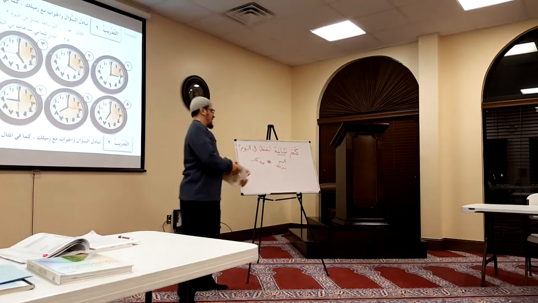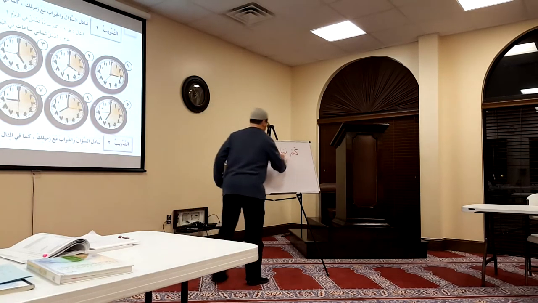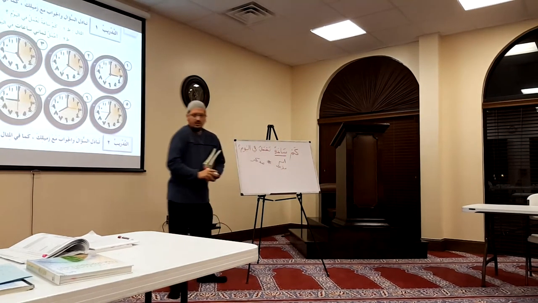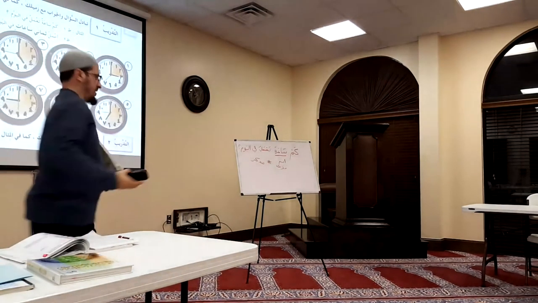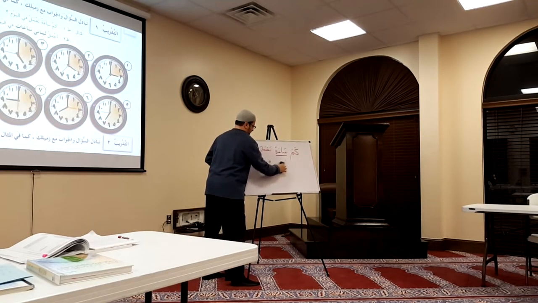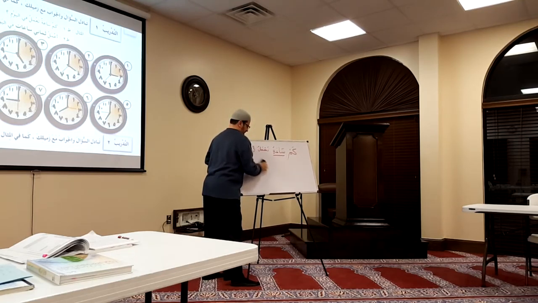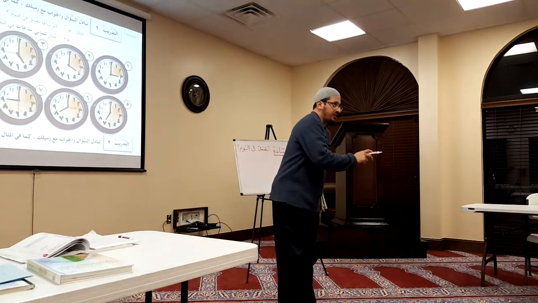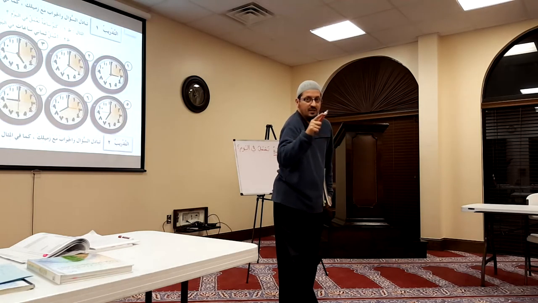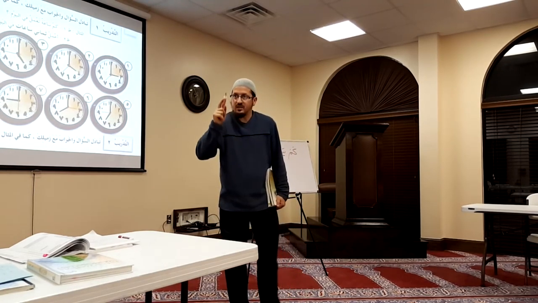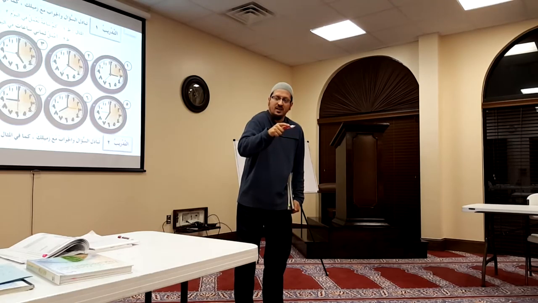Okay, we will explain. So here is the example. This is feminine, right? Because it's ta marbuta. I'm explaining it in English so that you can understand it better, and then when you put it into practice, inshallah, it'll be easy. So what did I say? Whenever the noun is mu'annath, feminine, the number is masculine. Whenever the noun is mudhakkar, masculine, then the number is feminine. Jade?